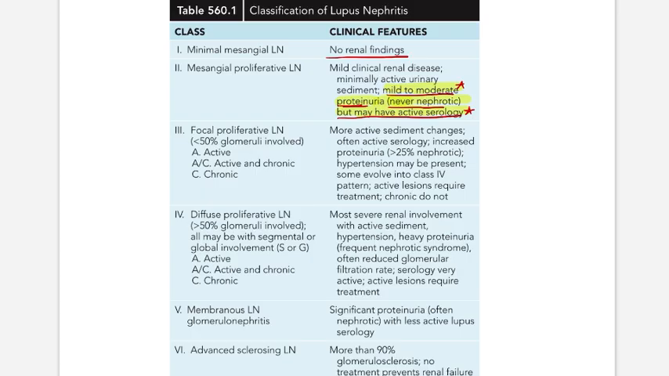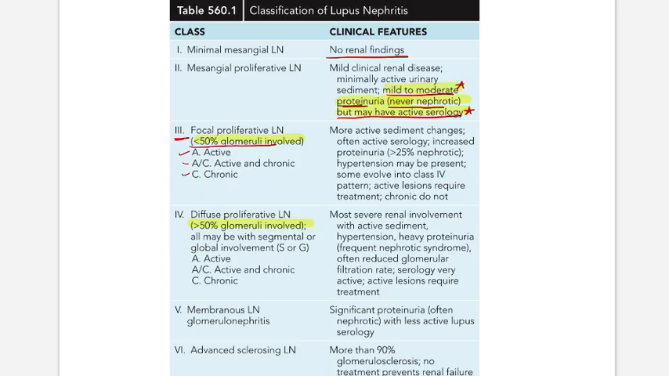Third one is focal proliferative lupus nephritis. How will we classify focal proliferative? Less than 50% of glomeruli are involved. Again, this is very important. It has been sub-classified into active, active and chronic, and chronic. Just remember, if less than 50% of glomeruli are involved, it is focal proliferative. If more than 50% are involved, it is diffuse proliferative. As of now, we are concerned with type 3, focal proliferative.